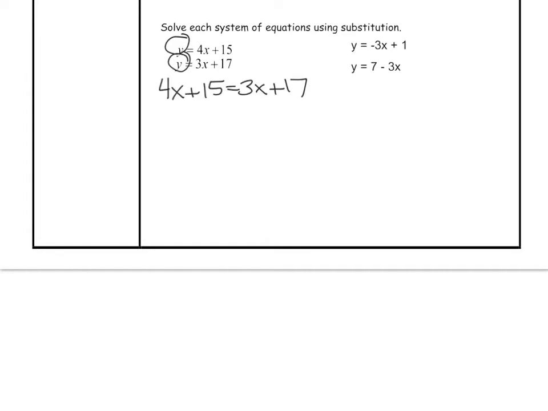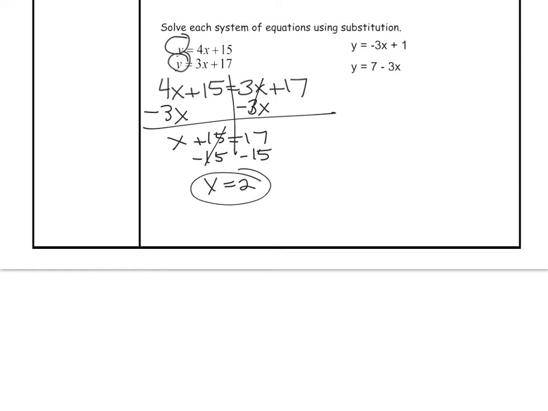First thing we do is subtract the 3x because I want to make sure my variables are on the same side. That'll cancel out. And I'm left with x, bring down the 15, plus 15 equals 17. Now to get rid of that plus 15, I subtract. And I'm left with x is equal to 2. We're not done. We need the y value as well because we want to write our answer as a point. So I have to choose one of these equations to plug back into. It doesn't matter which one, whatever seems easier. So I'll choose 4x plus 15.